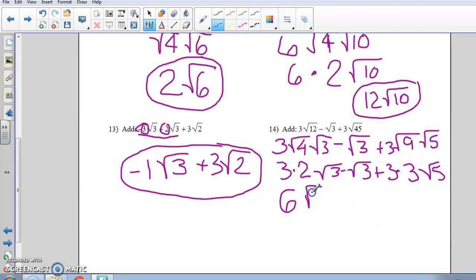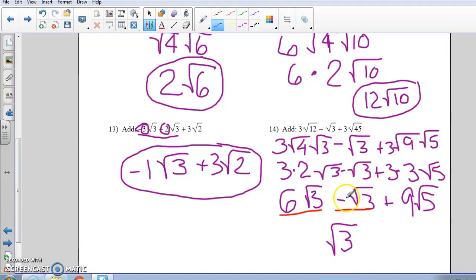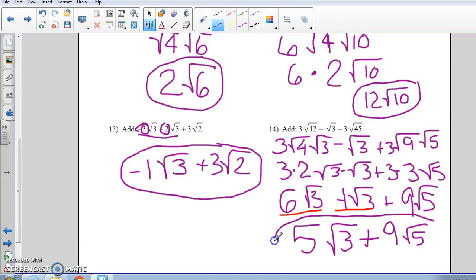Multiply your coefficients that are with the same radical. And then you should realize you have 2 of the same radical, square root of 3. So keep the radical, but combine the coefficients. 6 minus 1 is 5. And then 9 square root of 5 is just going to have to stay the same. Those 2 final terms cannot be put together because their radicals don't match.